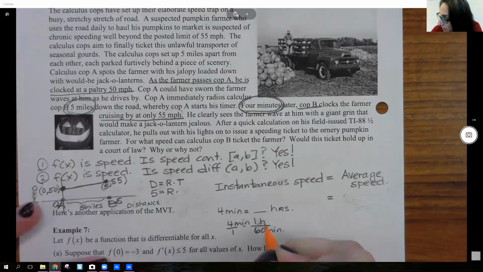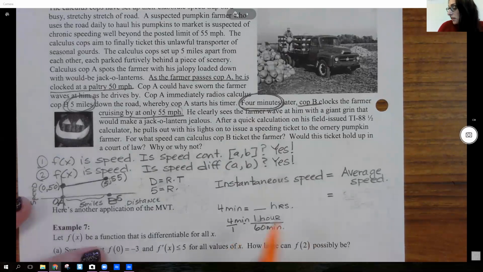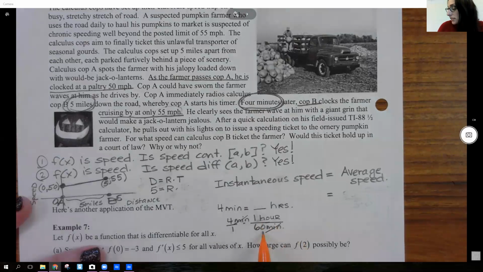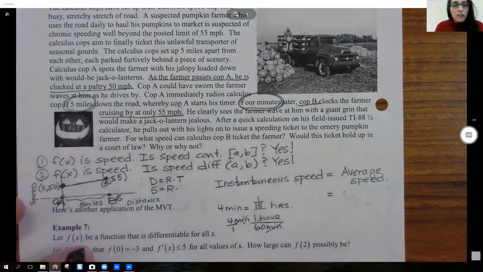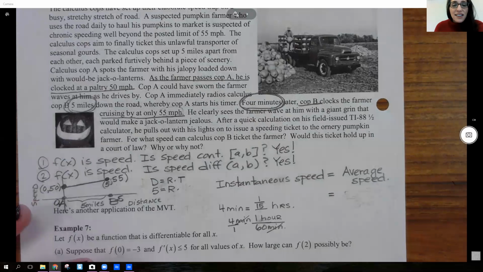Good gracious, don't tell Ms. Beasley. All right, here we go. So we got to get the minutes to go away. So 1 hour, 60 minutes. So 4/60 is 1/15, right? You with me? Did I lose you a long time ago? Did you walk away?